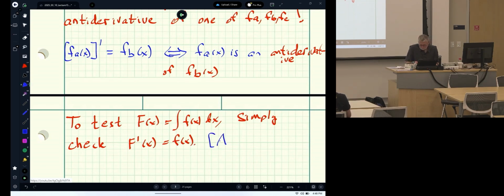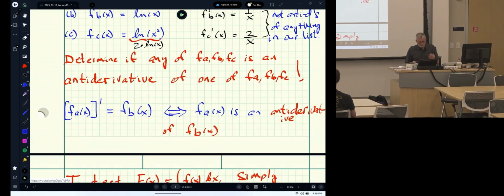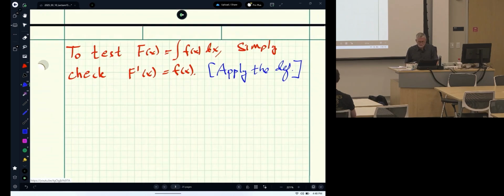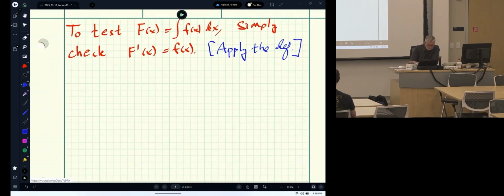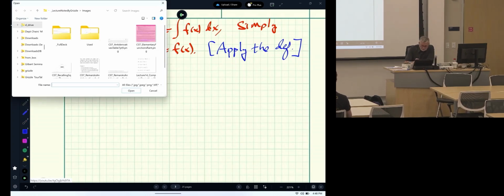In other words, apply the definition. That's all you have to do. So that's what antiderivatives do. I'm going to plug in a little table, and then we're going to use it a couple of times, so we might stick it back in again.